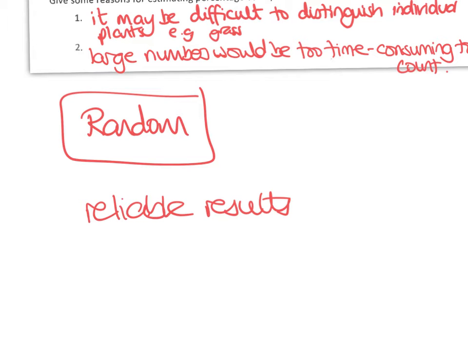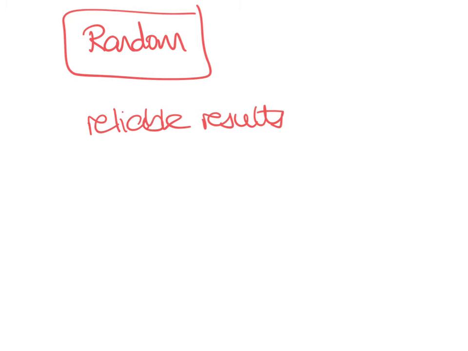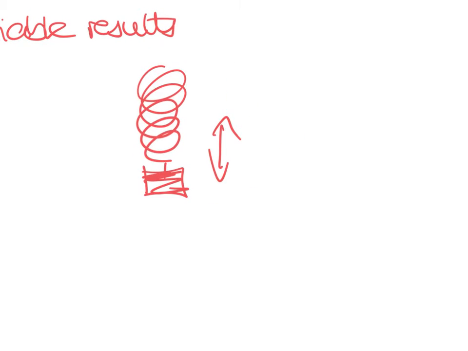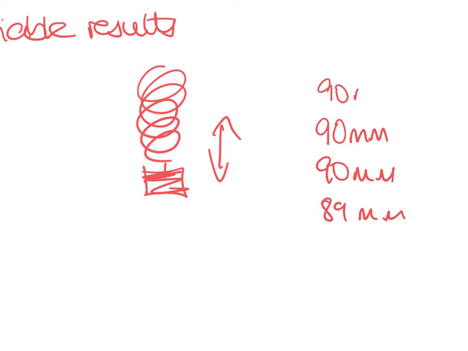If you did an experiment, maybe a physics experiment, you put a 1 Newton weight on the end of a spring and you work out the extension of the spring and you do it 10 times. And you get figures like 90 millimeters, 90 millimeters, 89 millimeters, 90 millimeters. Are those reliable results?